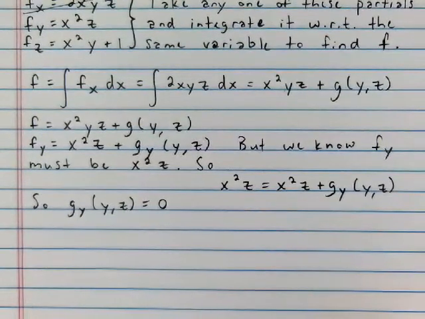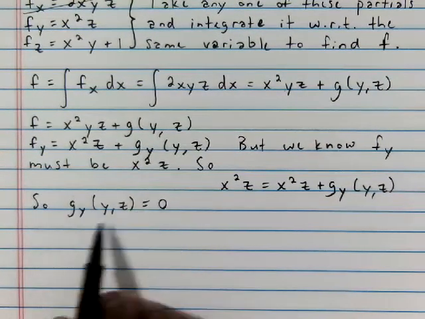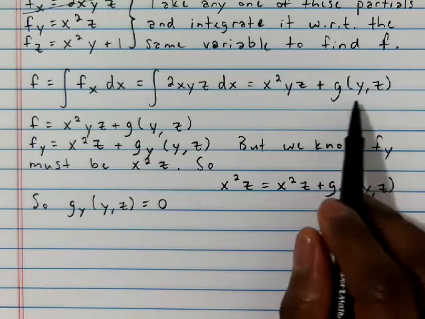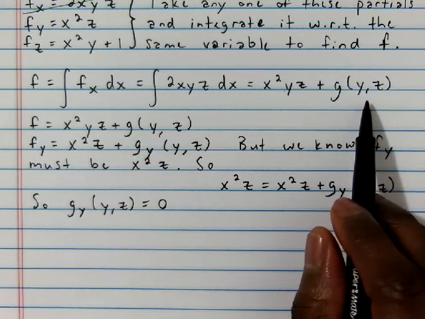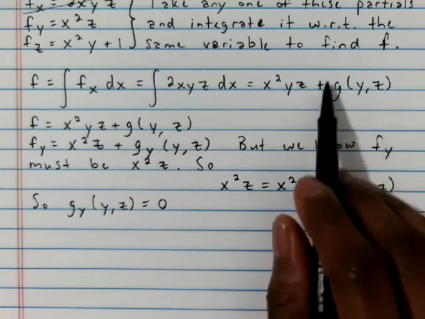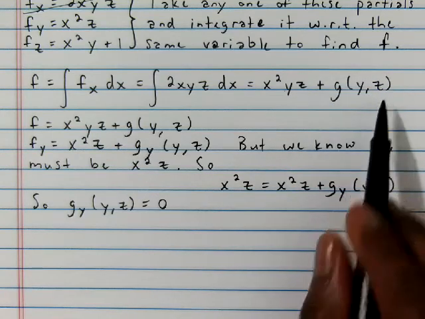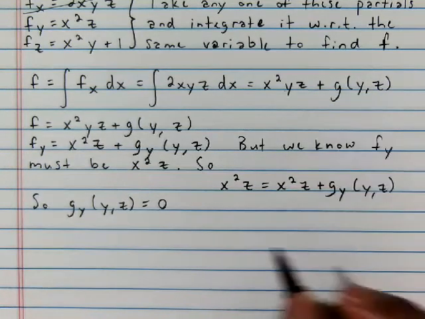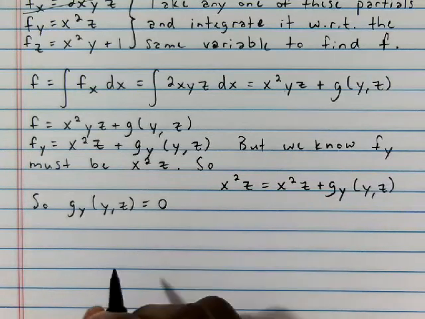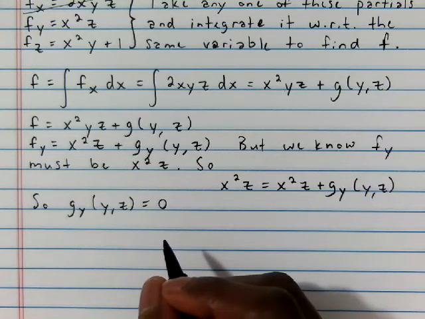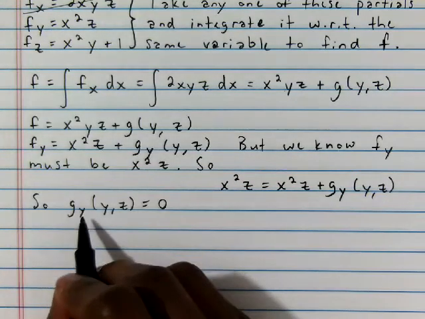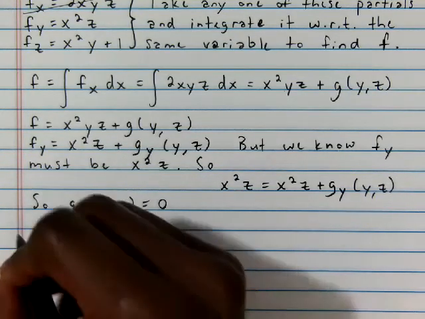All right, so now we want to figure out what the function g is because we still have that g right there, and we want to get rid of that and put an actual function in there. I mean, we want to put in what the explicit function is, instead of just having g of yz. So now, if we want to find g of yz, we do the same thing we did to find f. If I have a partial with respect to y, I would integrate that with respect to y to find g.